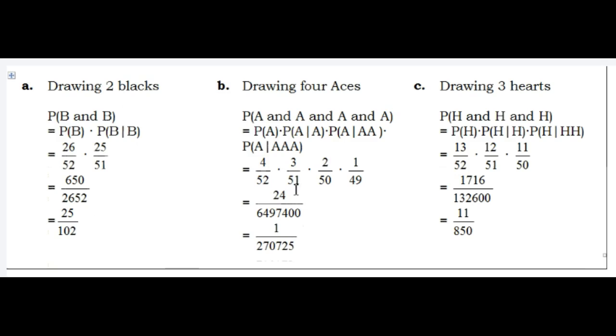If we draw a second ace, now there are only 2 left in the deck out of 50 cards. If we draw that third ace, now there's only 1 left in the deck out of 49 cards. The product of these 4 fractions is 24 over 6,497,400. We can reduce that fraction to 1 over 270,725.